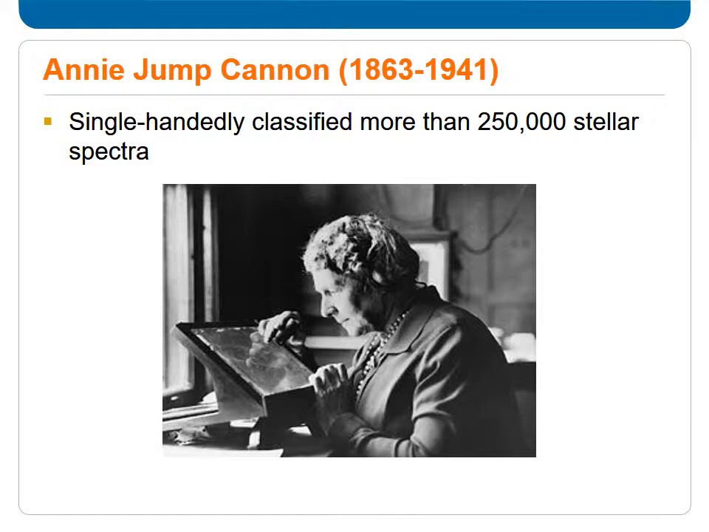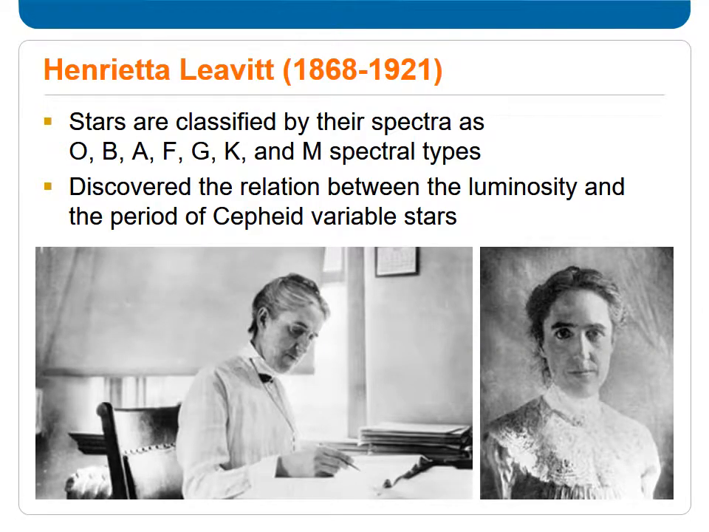Single-handedly, Annie Jump Cannon classified more than 250,000 stellar spectra. Henrietta Leavitt classified stars by their spectra as O, B, A, F, G, K, and M spectral types. Some stars she looked at seemed to pulse with a variable brightness. She discovered the relation between luminosity and period of Cepheid variable stars. This relationship enabled astronomers to measure the distance to galaxies outside the solar system.